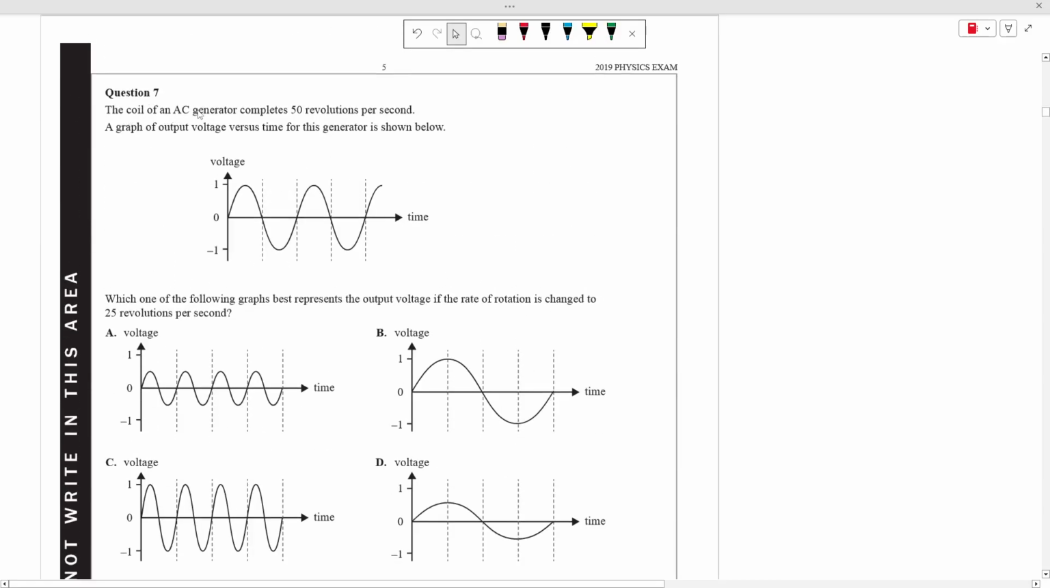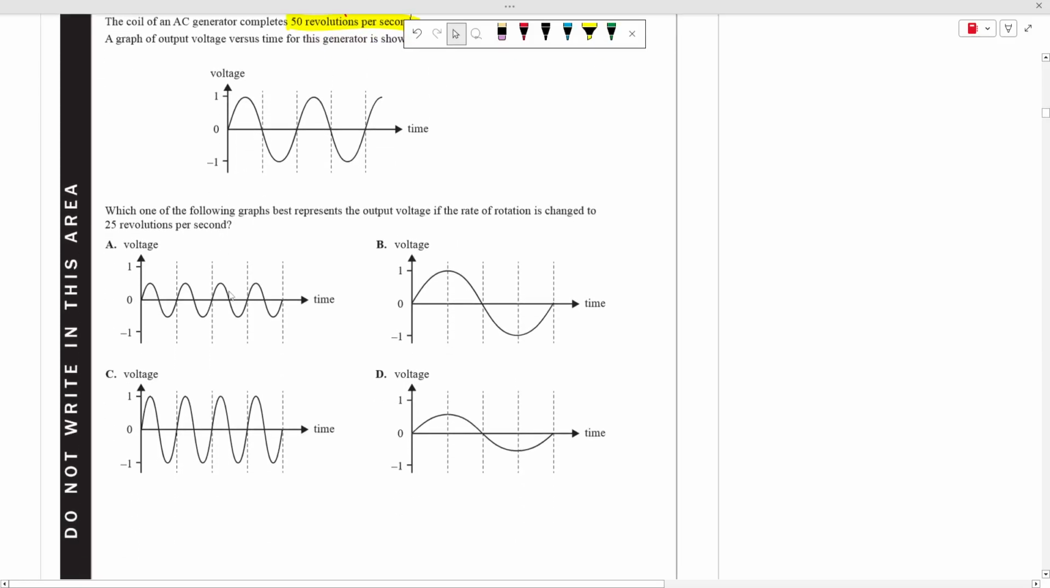Question 7, the coil of an AC generator completes 50 revolutions per second. Okay, so that is a frequency. Frequency is 50 Hertz. The graph of output voltage versus time for this generator is shown below. Which of the following graphs best represents the output voltage if the rate of rotation is changed to 25? So we're halving the frequency.